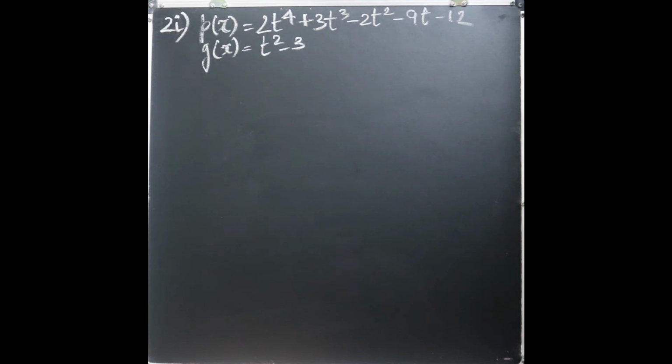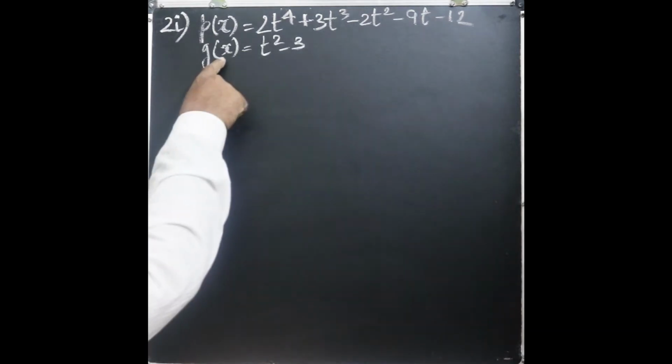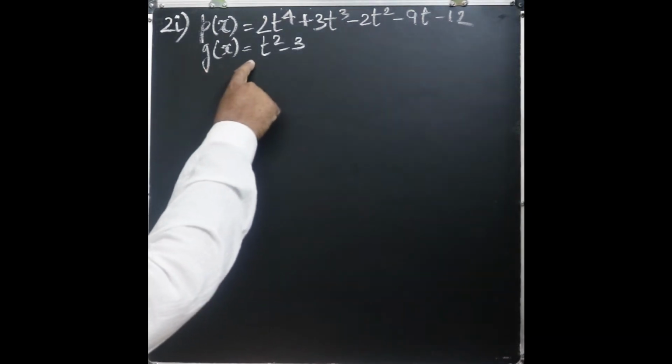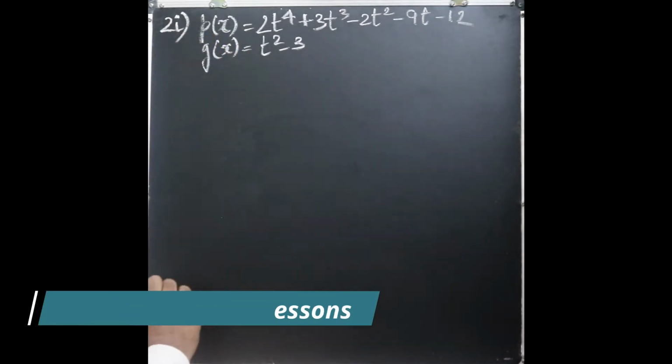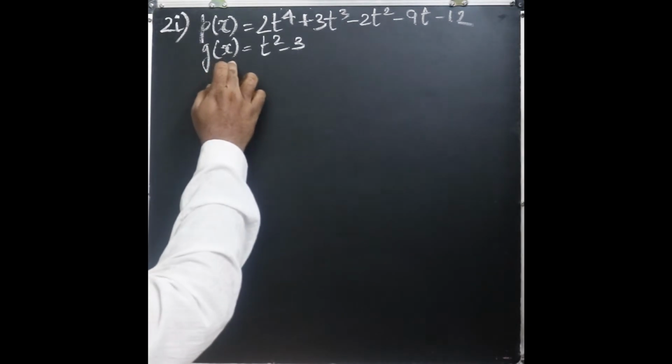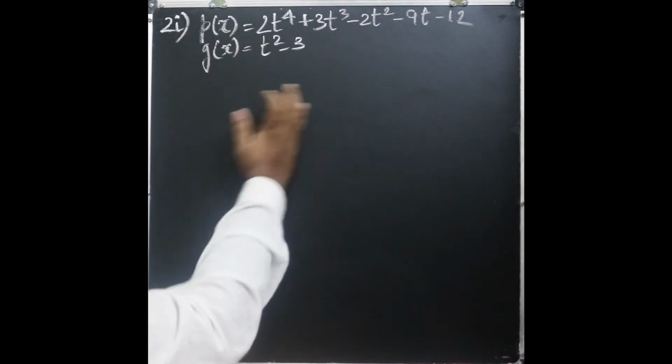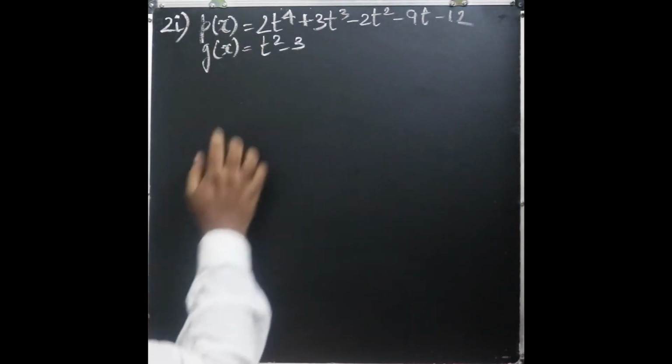Question number 2, first subdivision. They have given p of x is equal to 2t power 4 plus 3t cube minus 2t squared minus 9t minus 12, and g of x is equal to t squared minus 3. We have to check whether this g of x is a factor of this polynomial p of x. We know that g of x is a factor of p of x only when the remainder becomes 0.